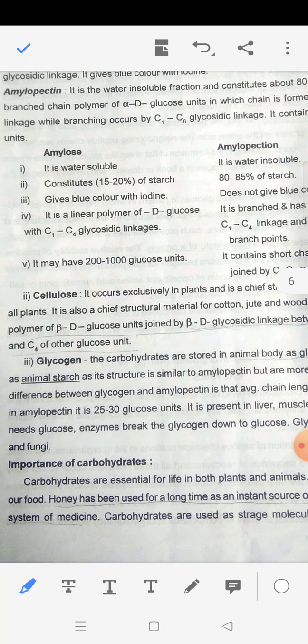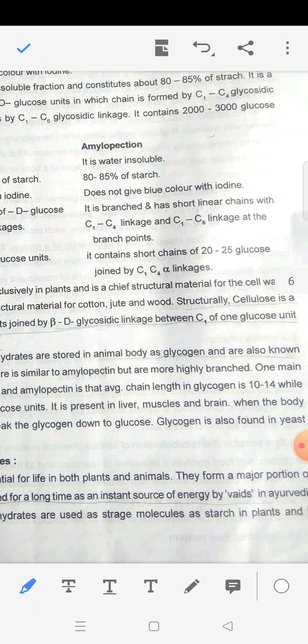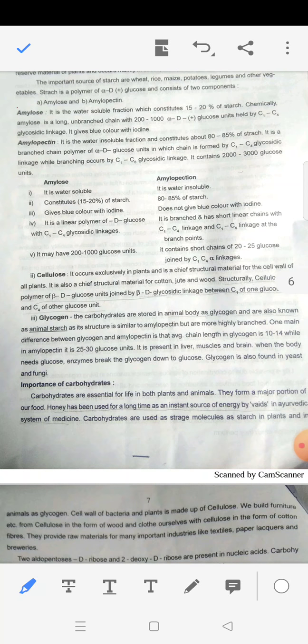Amylose is about 200 to 1000 glucose units together making one amylose. Whereas in amylopectin, you see the number is less. It is around 20 to 25 glucose units which form the amylopectin. So only that much you needed to do from starch.